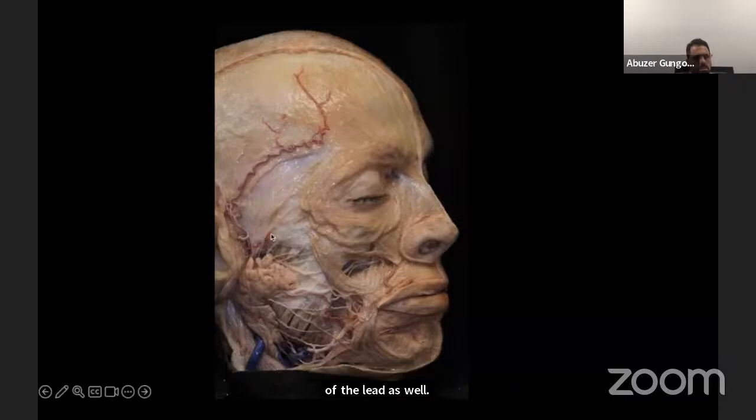And then we can see all the innervation through the little branches of the facial nerve. The temporal branches that go towards the frontal belly of the fronto-occipitalis muscle, then the zygomatic branches that go to this area towards the orbicularis oris.